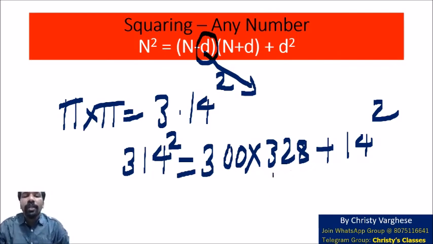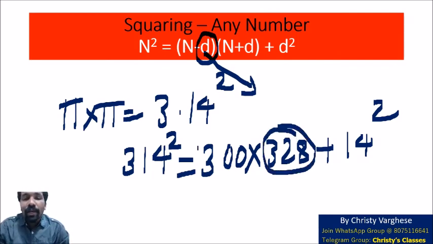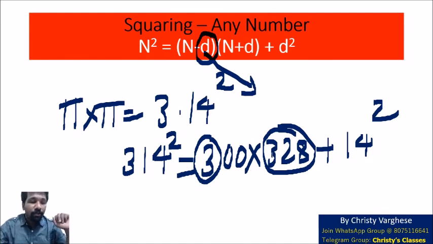So 300 into 328, how to do? 328 into 3 you do, 300 into 3 is 900, 28 into 3 is 84. You can do that multiplication in your head itself like that. Or just do 300 into 3, 20 into 3, 8 into 3, add it up. Left to right multiplication instead of right to left multiplication. I will give you a lecture about that in another class.